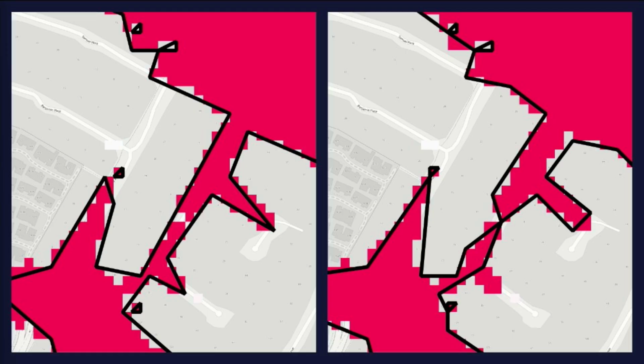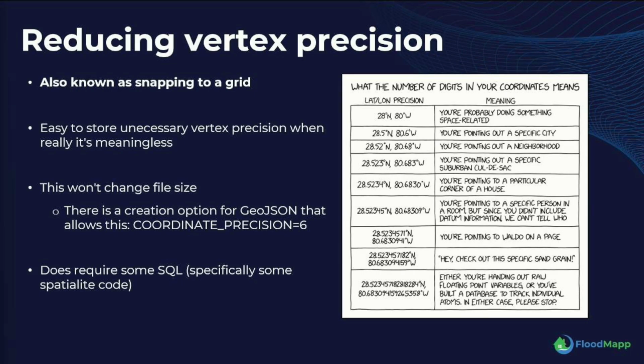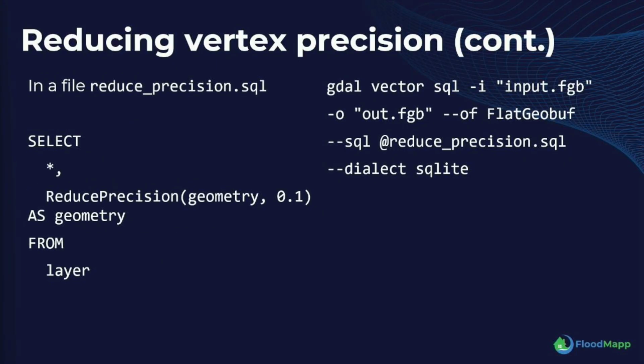And then finally, if you want to, you can reduce the vertex precision even further. To do this requires a little bit more code because it requires some SQL. But you can shrink down how many vertex decimal places you're actually storing in a file. If you have to give someone GeoJSON, it's a really good idea because you can shrink the file even further. On the left is the SQL, which is the actual reduce precision command, and on the right is the actual GDAL command that uses it.